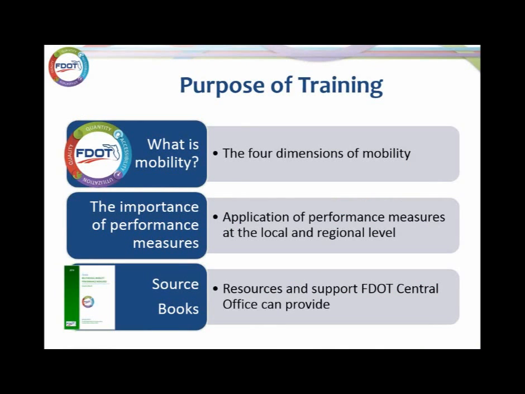The purpose of the Mobility Performance Measures program training is to provide guidance on mobility performance measures to state and MPO stakeholders by educating and communicating the outcomes and activities of the MPM program. The primary focus of training will be on these items. What is mobility? We will look at the 4 dimensions of mobility, the importance of performance measures and how they can be applied at the local and regional level, and looking at the source books, which are the major source of information and the support that you can receive from the central office.